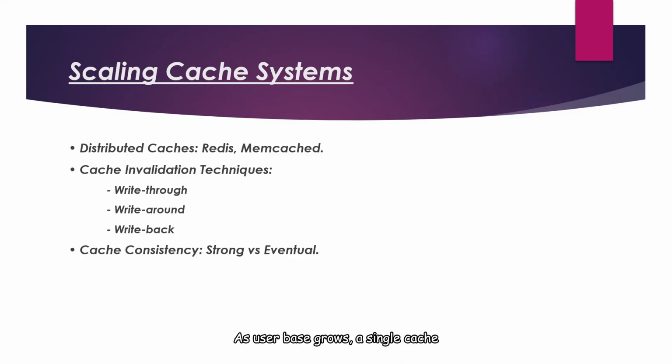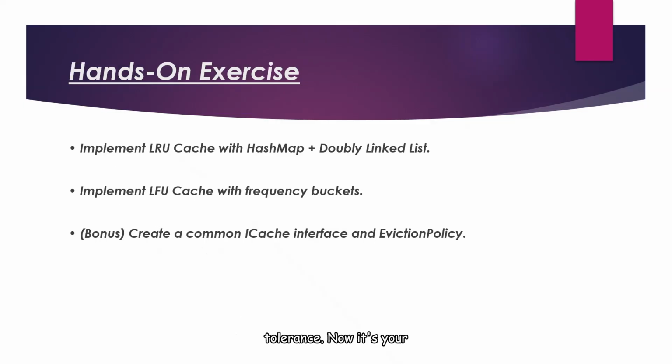As the user base grows, a single cache server might become a bottleneck. That's when we introduce distributed caching, where the cache is spread across multiple nodes or servers. Tools like Redis and Memcached allow horizontal scaling of caches. We must also implement smart cache invalidation strategies, write through, write around, and write back caching, to ensure that the system stays consistent with the underlying data source. Designing for scalability requires thinking about network latency, partitioning, consistency, and fault tolerance.